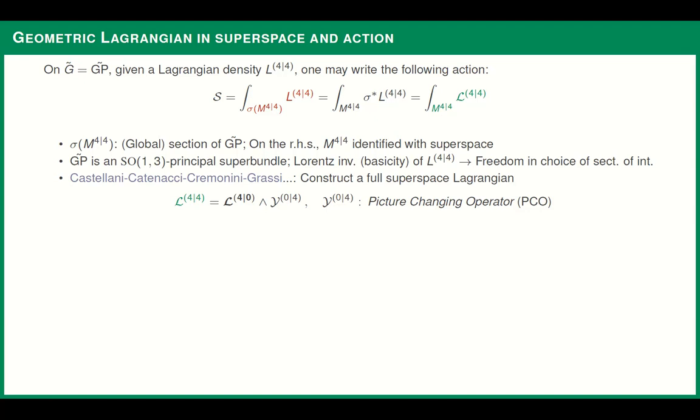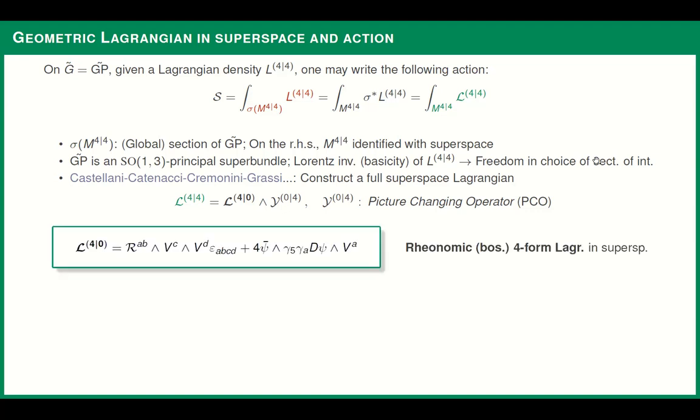So one can do this, or just focus, and this is what was originally done in the geometric approach, on this bosonic contribution. In particular, one can take it to be the Riemannian bosonic four-form Lagrangian in superspace, so the field equation is the usual one.